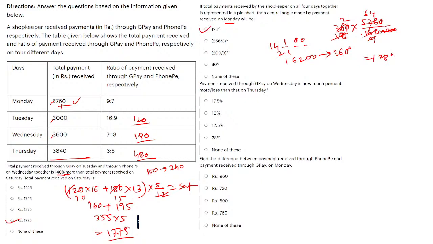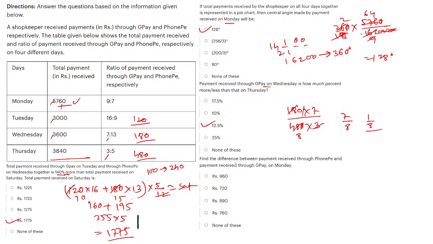Okay. Moving to next. Payment received through Google Pay on Wednesday is how much percent? That means 180 multiplied by 7. We have already calculated 1 unit, and this is for 7 Google Pay. And how much more or less than that of Thursday? Thursday again Google Pay we have to calculate. That means 480 multiplied by 3, which will give us 6, 6, 8. So 7 by 8. What less? 1 less. 1 by 8 means 12.5%.